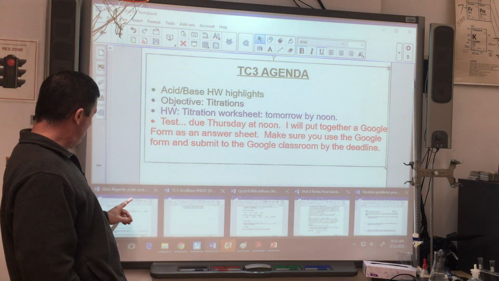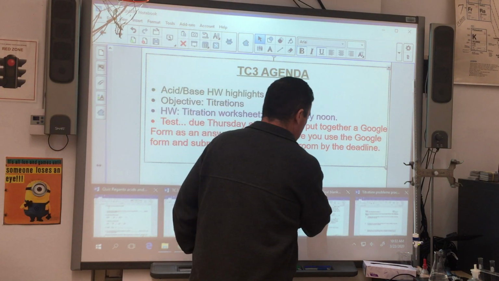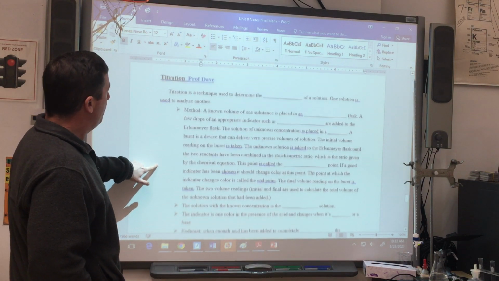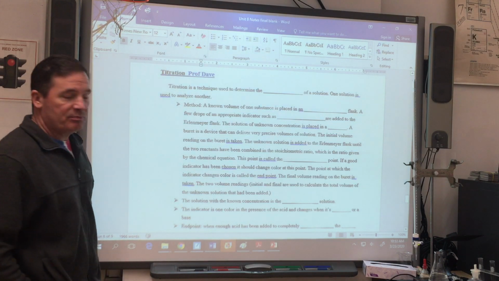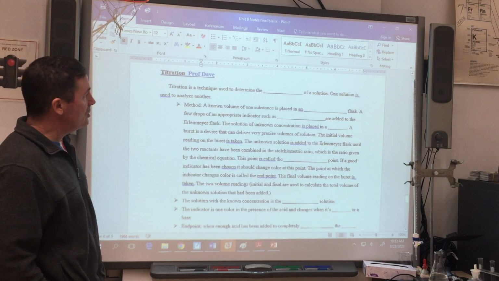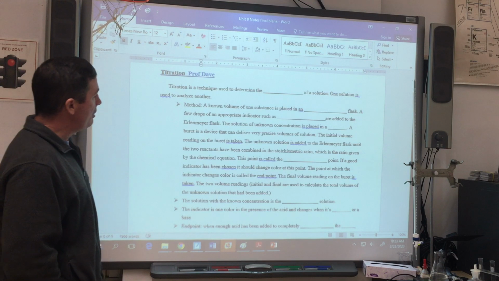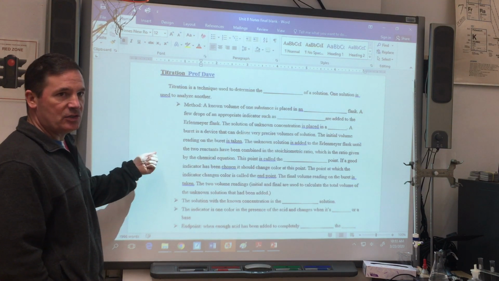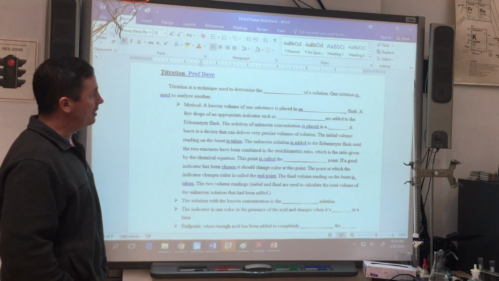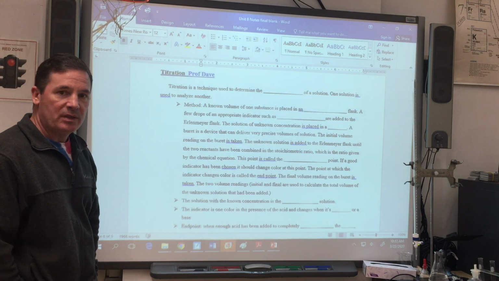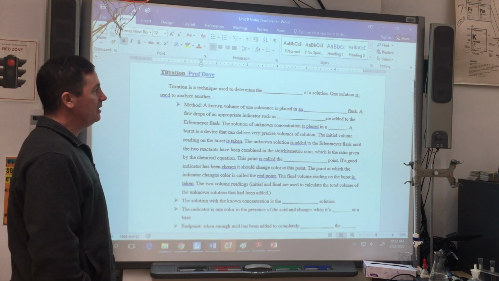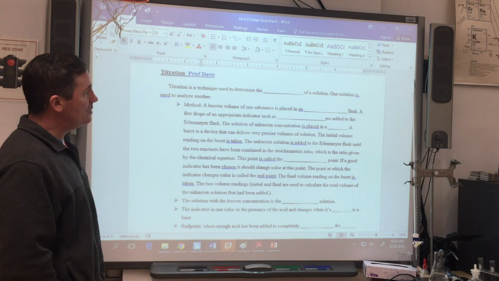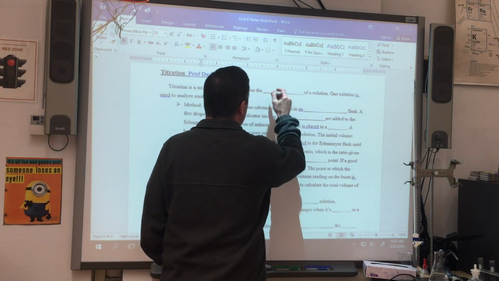The next thing is notes on titrations. There is a video from Professor Dave about titrations. I will post it, but I think if you have this digitally that I put on the classroom, if you click on that, it should be able to send you there. If not, I'll post it anyway. So titration is a technique used to determine the acidity of a solution.